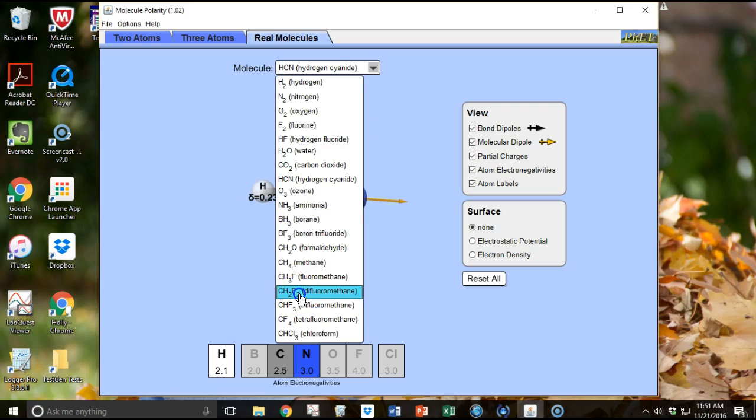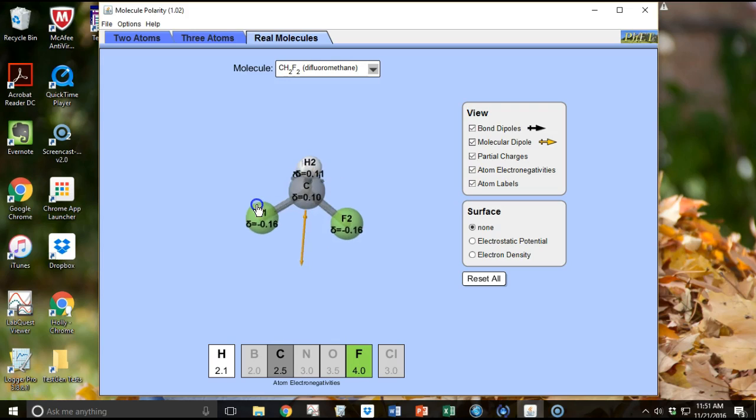And lastly, CH2F2. So there you go. Again, notice things are being pulled towards the fluorine side because those are more electronegative than C and then the H's. The partially positive side is on this side of the molecule, and partially negative on this side. And there you go.